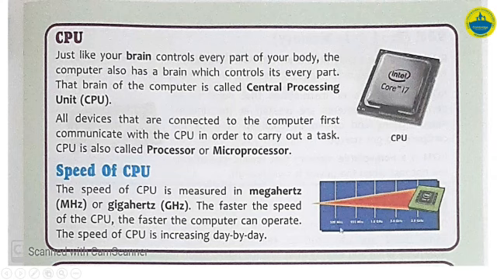Like the speed of this processor is 1.5 gigahertz, 500 megahertz, like this. The faster the speed of the CPU, the faster the computer can operate, and the speed of the CPU is increasing day by day. As the processor has high speed, your calculations will be done in less time.